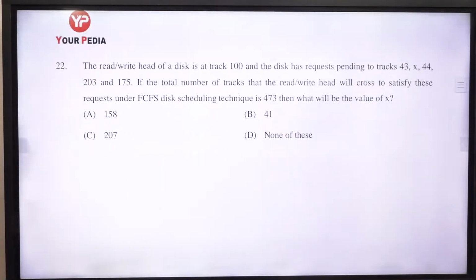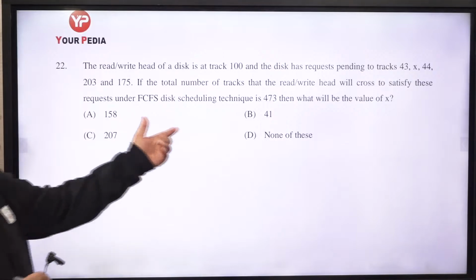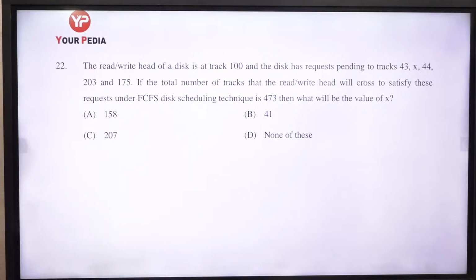Now, yes, operating system problem. Tell me, what is the value of X? Very important problem.